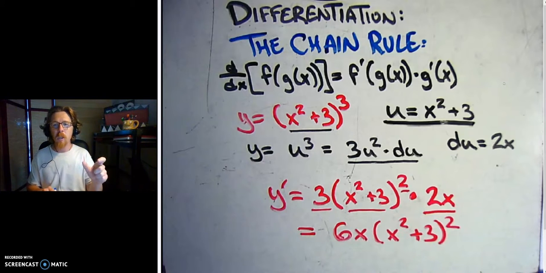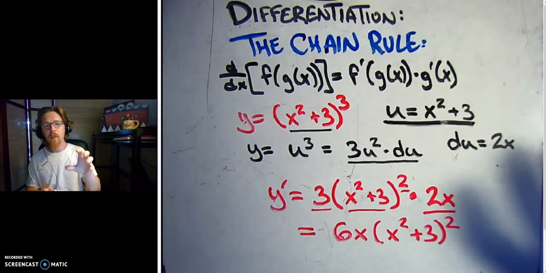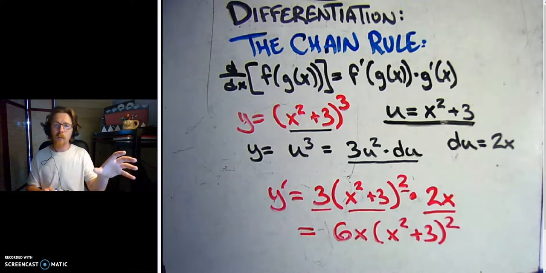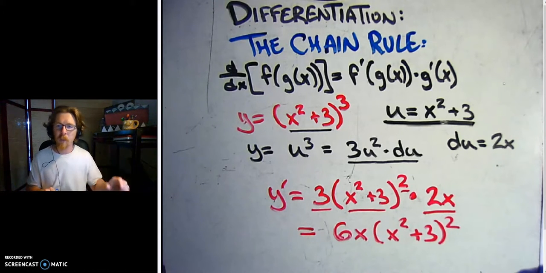And so that's how our chain rule works. It's really this: you take the derivative of the outside with the inside times the derivative of the inside.